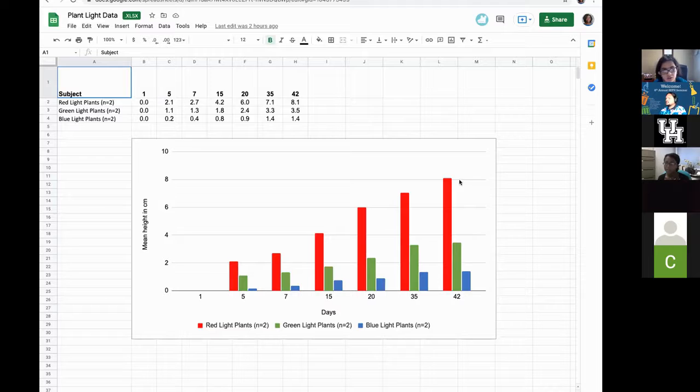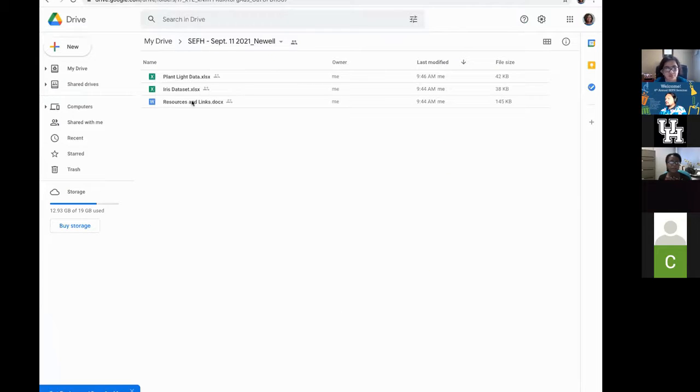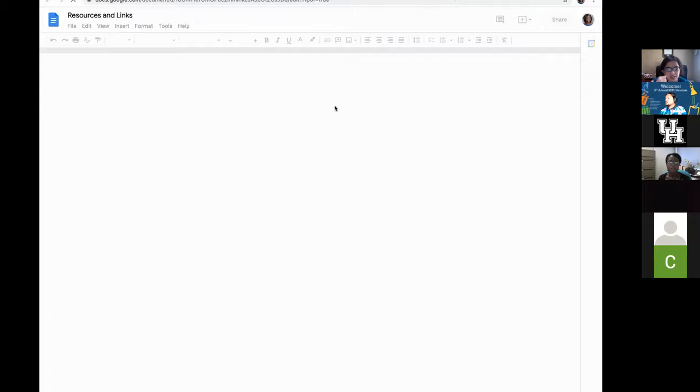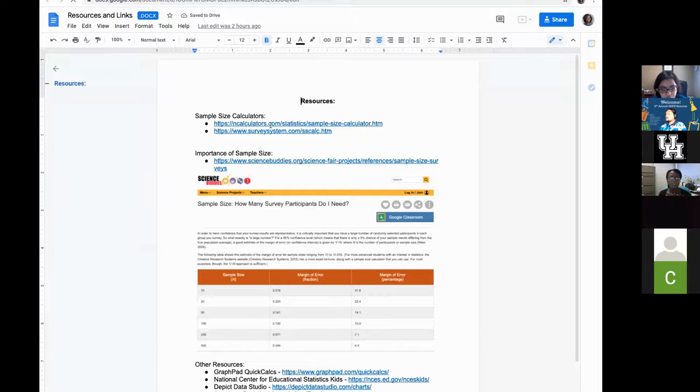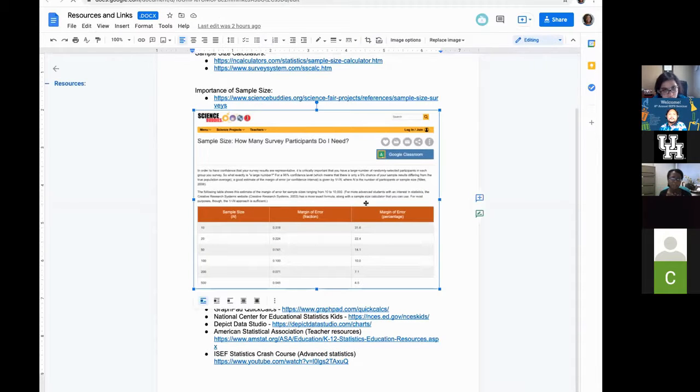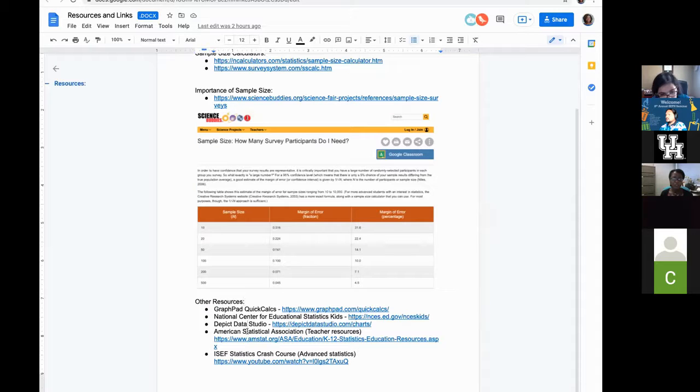There's a question. Does your drive have the links? Yes. So in the drive, there is a resources and links document. It's got all the links in here, the sample size, including this table from sciencebuddies.org, which I really like because it gives you great concrete information about why sample size matters, like how the margin of error increases as the sample size decreases. So if you only have 10, it's got a margin of error of like 31.6%. I happen to find it really helpful for visualizing.